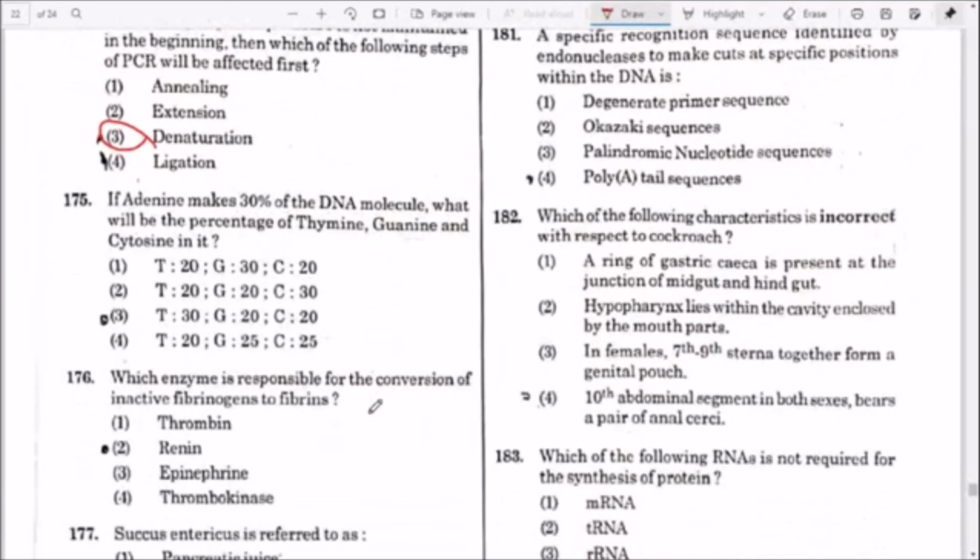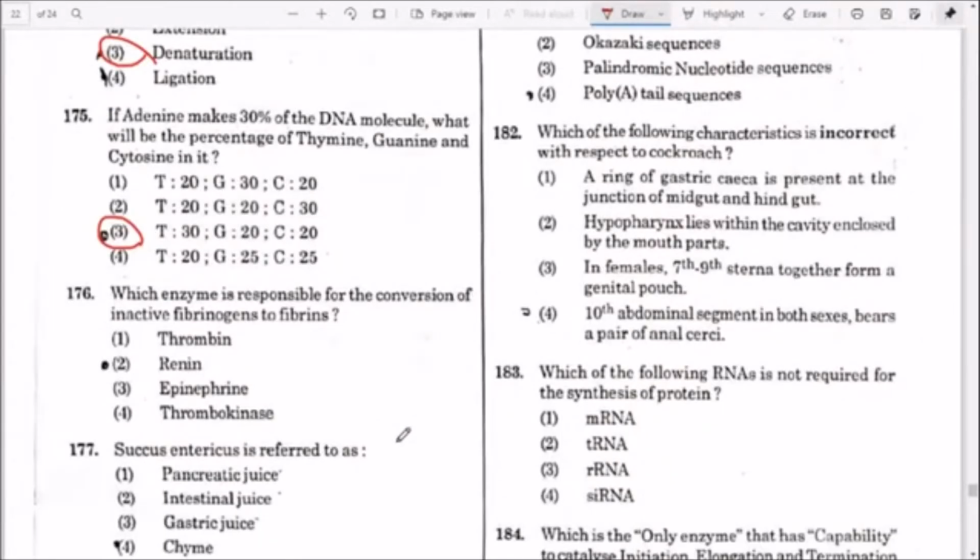Next, if adenine makes 30% of the DNA molecule, what will be the percentage of thymine, guanine and cytosine in it? It is option 3, T30, G20 and C20. Which enzyme is responsible for the conversion of inactive fibrinogen to fibrin? So fibrinogen to fibrin, what is the enzyme responsible? It is thrombin. Option number 1 is the correct option, students.